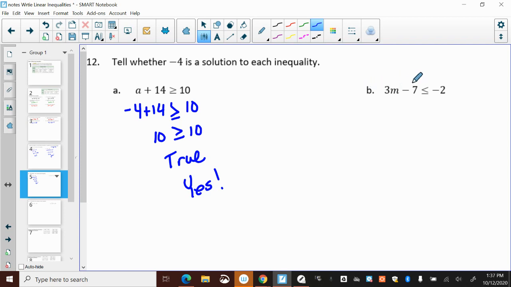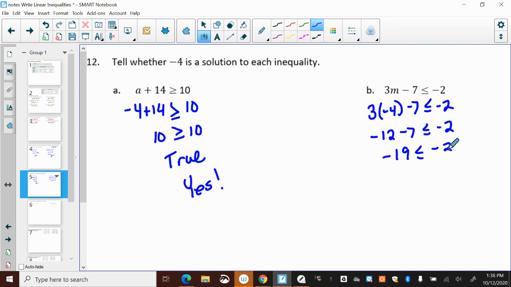Is negative 4 a solution to this one? Well, let's find out. So 3 times minus 4 minus 7. 3 times minus 4 is negative 12 minus 7. Is that less than or equal to negative 2? We get negative 19. Is that less than or equal to negative 2? And the answer there is true. That is a true statement. So the answer here is also yes.